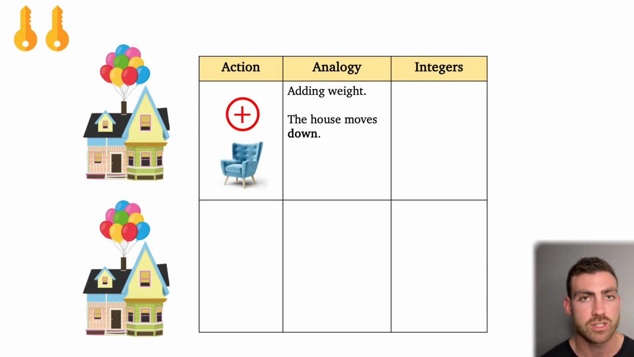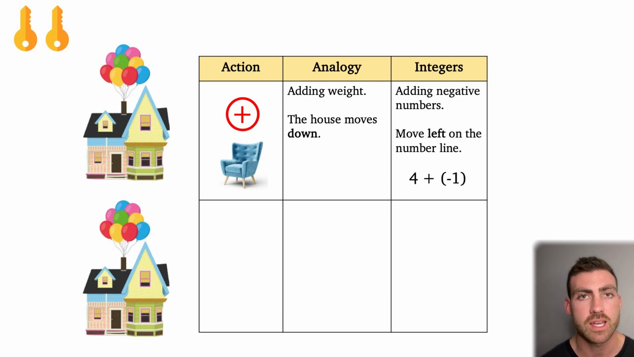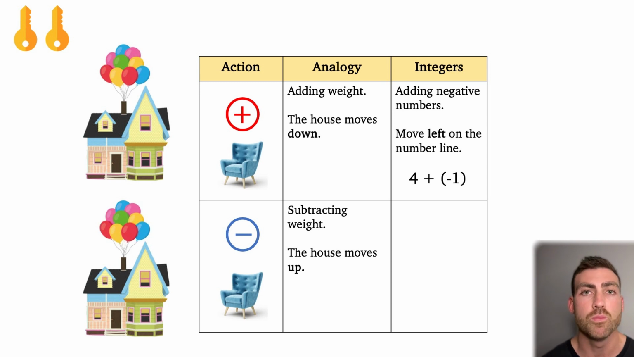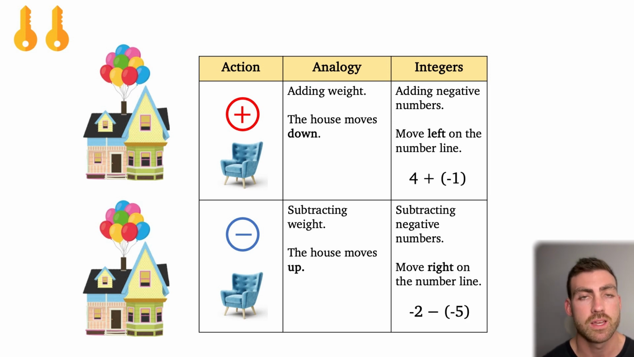So the third action is adding weight to the house. This is the same as adding a negative number. This makes him move down or to the left. The fourth action is removing weight from the house. This is the same as subtracting a negative number. This makes him move up or to the right of the number line.